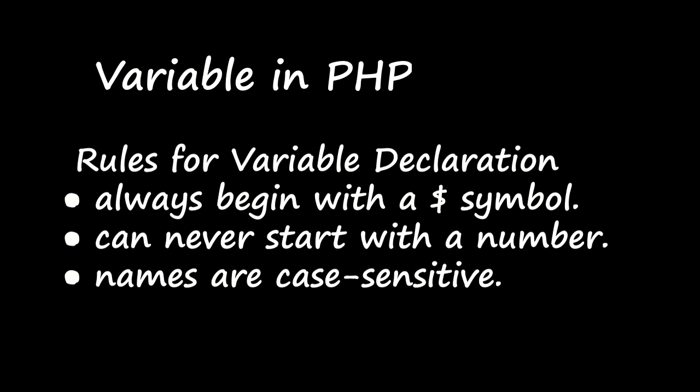Okay, the dollar symbol, and the assignment is done using the equal to operator. This one we know already, and every line will end with a semicolon. So the statement ends with a semicolon. That is the end of the statement. The semicolon indicates the end of the statement.